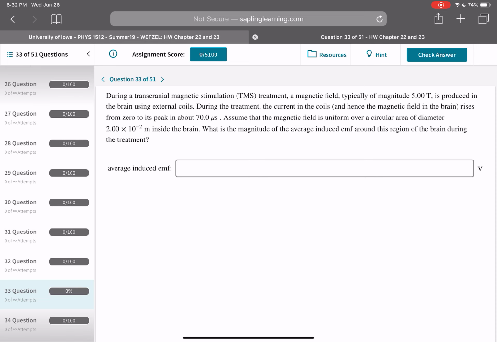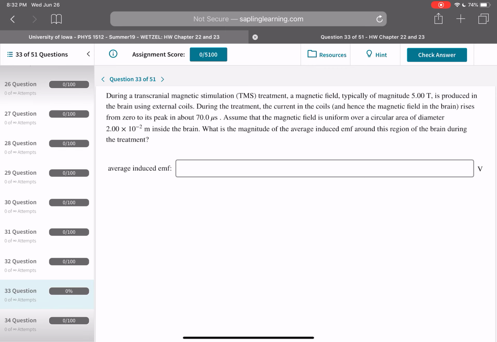So you have your area. Your flux is going to be B times the area, and then the change in magnetic field is going to happen in 70 microseconds. What is the average EMF? The EMF is going to be 0 to 5 Tesla times that area divided by 70 microseconds.